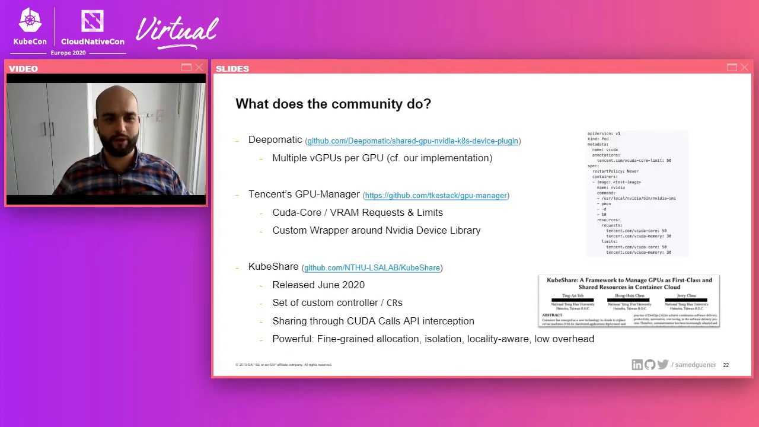The first project is Diplomatic. It uses the same approach as we do and lets the user specify the number of vGPUs to be proposed to the user. Using TensorFlow Serving and CPU limits, one could realize the very same setup like we did in this session.